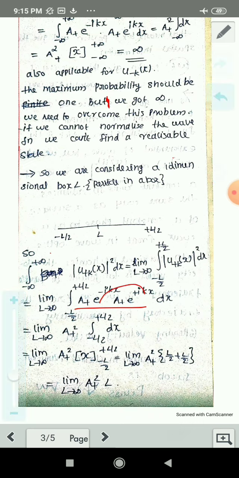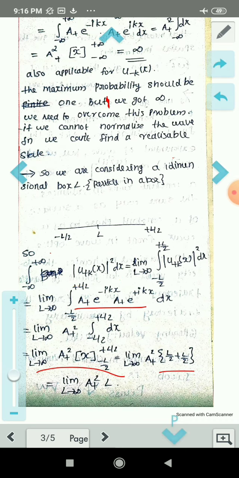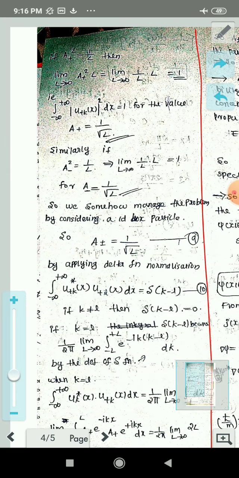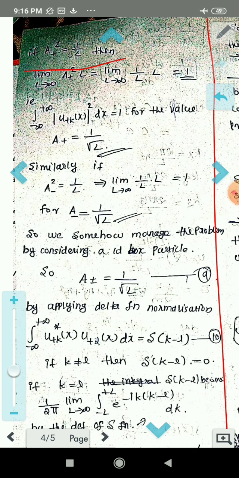So this and this will become 1. So our solution will be a plus square into x, that is, the integral of dx will be x, and there is a lower limit and upper limit, and applying them we get L. So the limit L tends to infinity of a plus square into L will become our normalization or the probability. So we get that a plus square is equal to 1 by L.